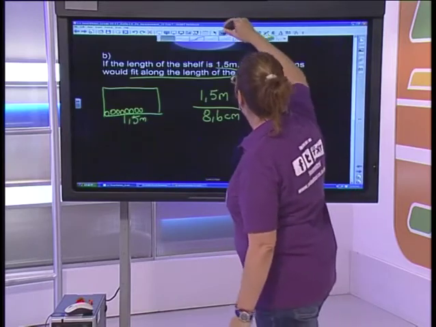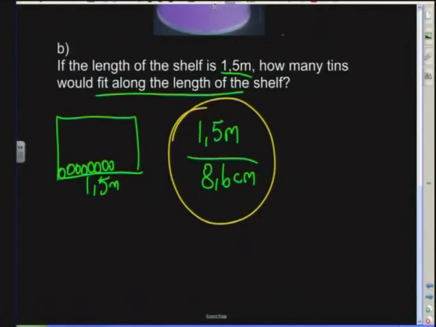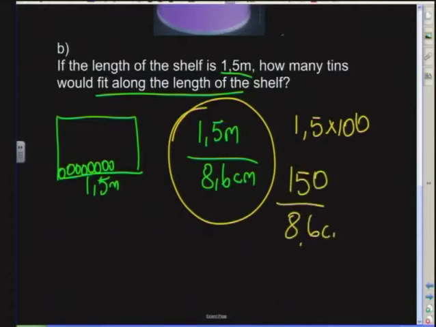So this is where I go, whoa, there's a problem here. So I'm going to convert to centimeters. 1,5 meters: there are 100 centimeters in a meter, so we times by 100, and we get 150 centimeters. And now we're going to divide by 8,6 centimeters. Now these are both in centimeters, and everything's happy.